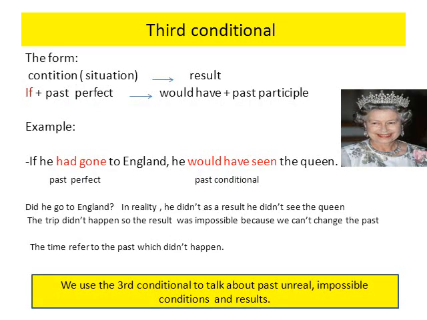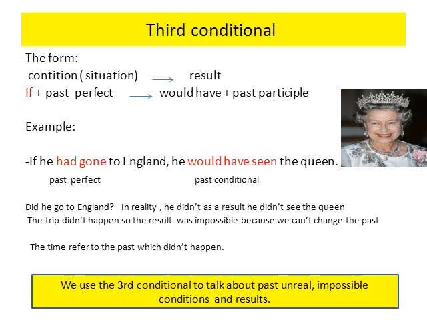Third conditional. The form: if plus past perfect, would have plus past participle. What is the past participle? To write, wrote, written. Written is the past participle. To eat, ate, eaten. Eaten is the past participle. Visit, visited, visited. Visited is the past participle. Have, had, had. Had is the past participle. Go, went, gone. Gone is the past participle.